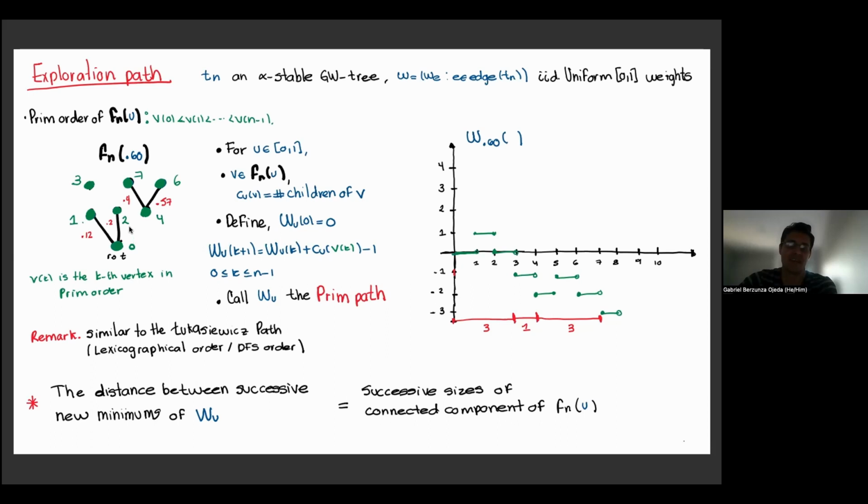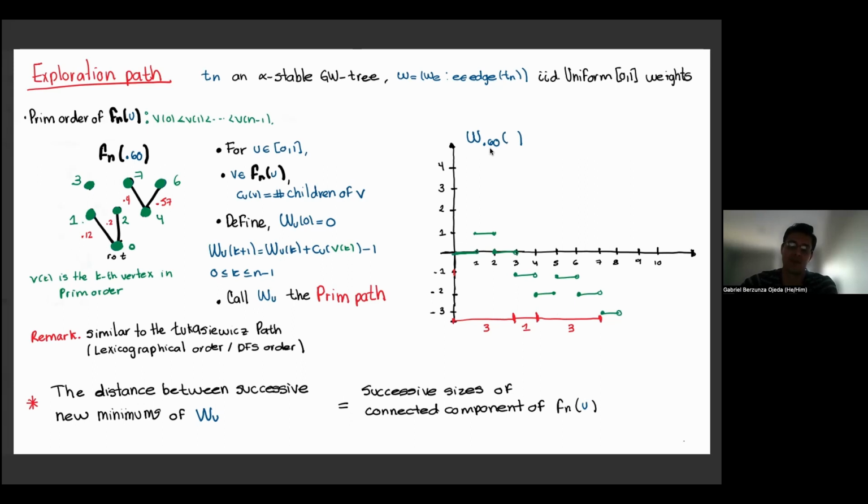And it's precisely the size of the first connected component you explore. The next new minimum occurred at minus 2, which is a distance 1 from the previous one, and it's exactly the size of this isolated vertex, which is the next connected component. So you can see that this random walk encodes the information we want. What is left is to understand the asymptotic behavior of this random walk, as the time of the exploration of the forest varies, and also the time U, which corresponds to this cutting down procedure, varies.